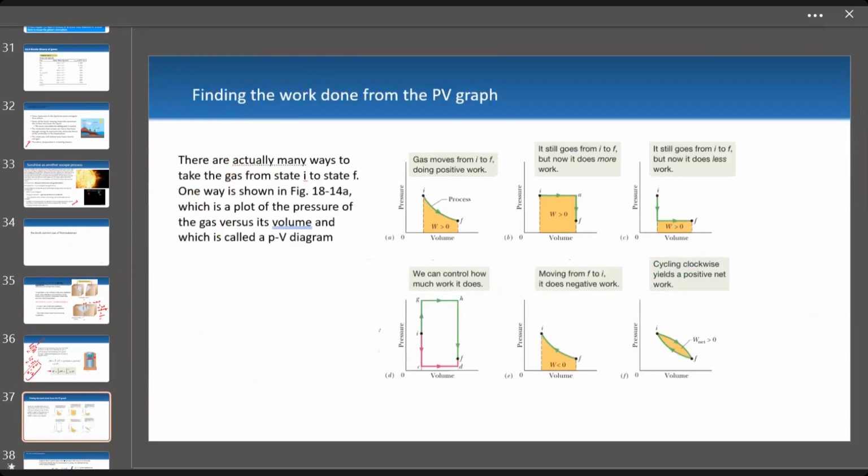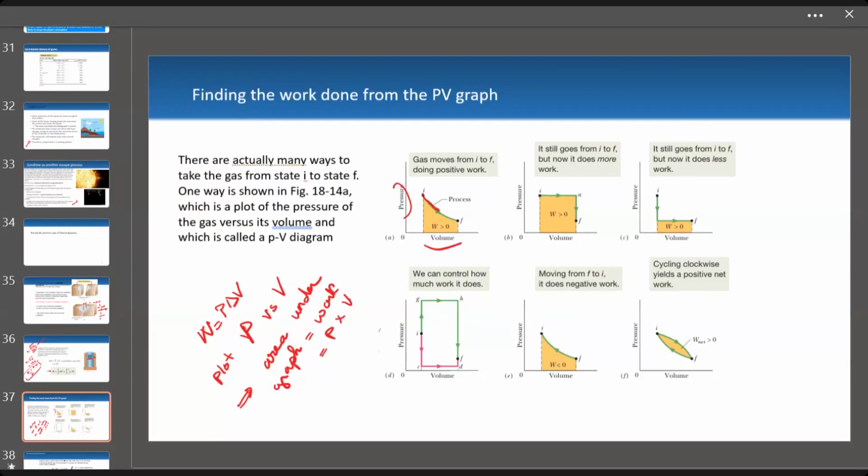So one thing I am doing in this graph is plotting the pressure of a gas versus its volume. We said W is P delta V, right? So if I plot pressure versus volume, P versus V, then the area under the graph will be equal to the work done because it's equal to P times V. So if I plot pressure versus volume, the graph I obtain, let's say it's this green line, the area under it is the work done.